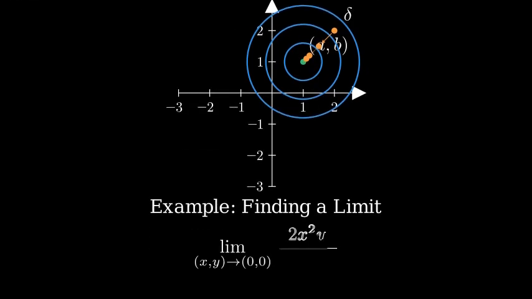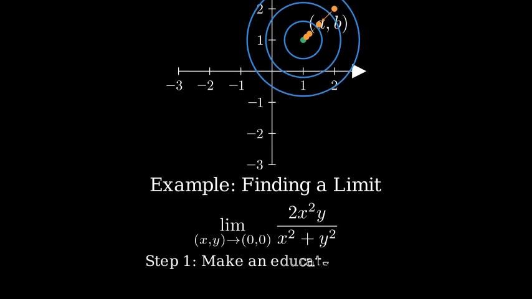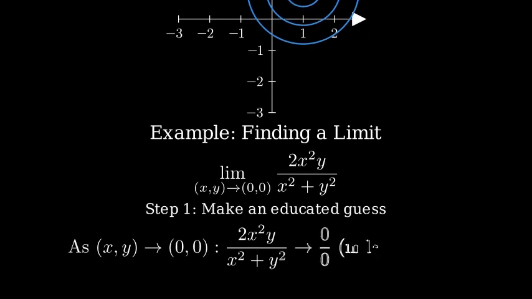Consider the function f(x, y) equals 2x squared y divided by x squared plus y squared, and we want to find the limit as (x, y) approaches the origin. Step 1. Let's make a guess for the limit. Looking at the function, we see that as x and y get close to 0, both the numerator and denominator approach 0. This is an indeterminate form, so we need to investigate further.